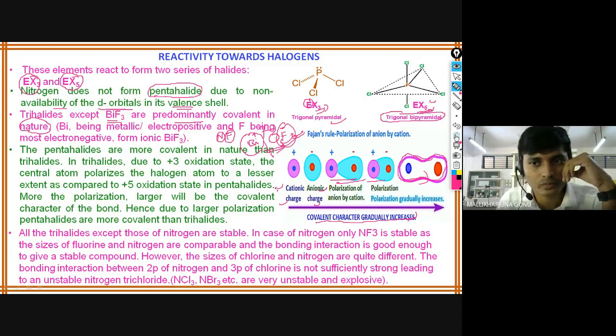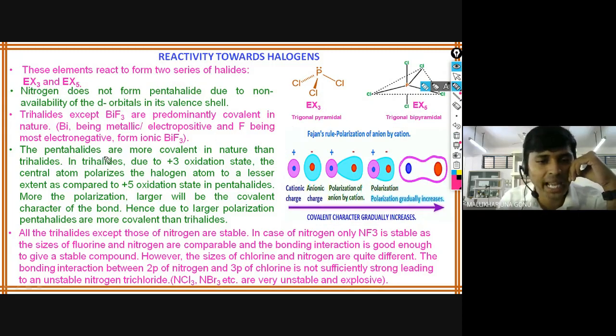Next point is that pentahalides are more covalent in nature than trihalides. In trihalides, due to the +3 oxidation state, the central atom polarizes the halogen atom to a lesser extent as compared to the +5 oxidation state in pentahalides. The more the polarization, the larger the covalent character. So this is the point we have discussed now.